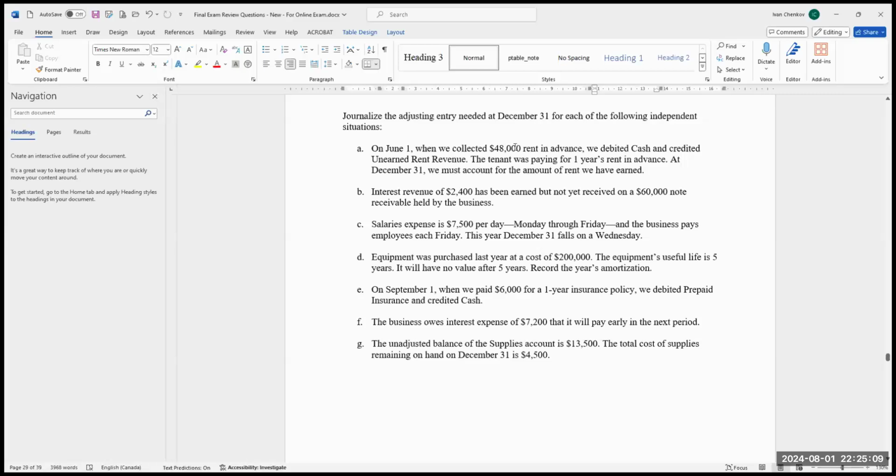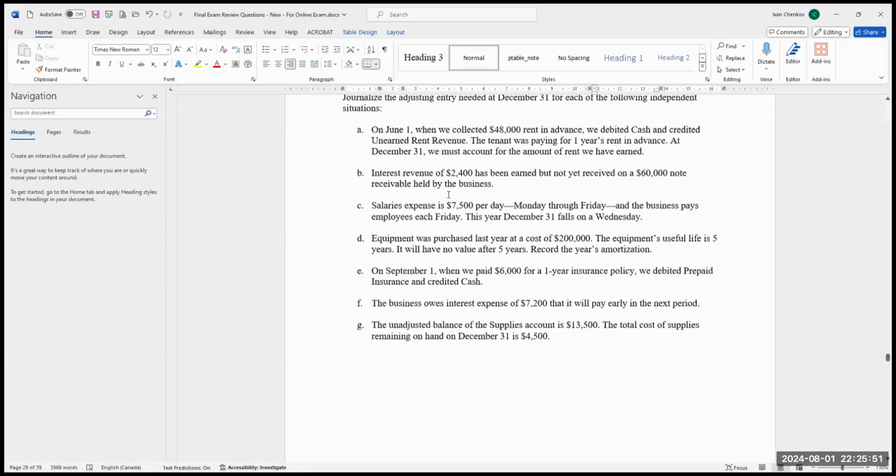If $48,000 is for 12 months, get it per month, then calculate from June 1st to December 31st how many months you have. That's most likely going to be 7 months, not 6. Times the amount that you get from the calculation, and you're going to get the total. Interest revenue has been earned but not yet received on the 60,000 note receivable held by the business. So we earned it, we haven't received it. So that will be a receivable for us. Interest receivable, credit interest revenue.